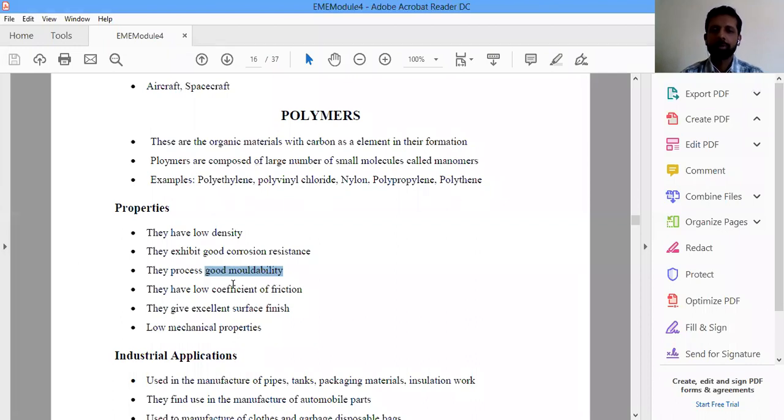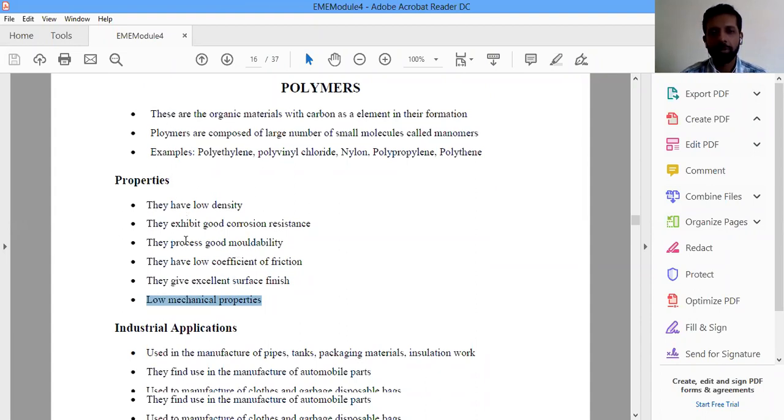They have a low coefficient of friction, that is, the friction in moving parts is going to be very low where we have polymers, because a very smooth surface finish can be created. The other thing is low mechanical properties. Their hardness, tensile strength, compression strength and all these things are very low compared to metals. So these are the properties of polymers.